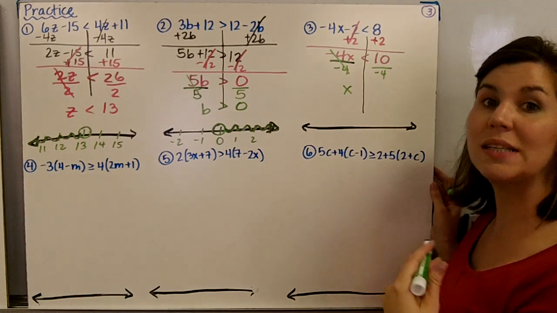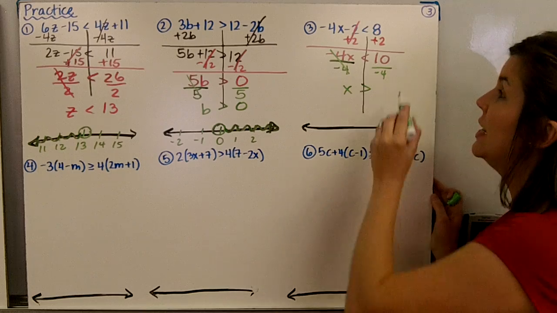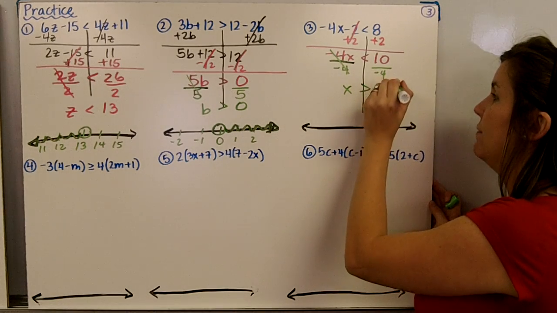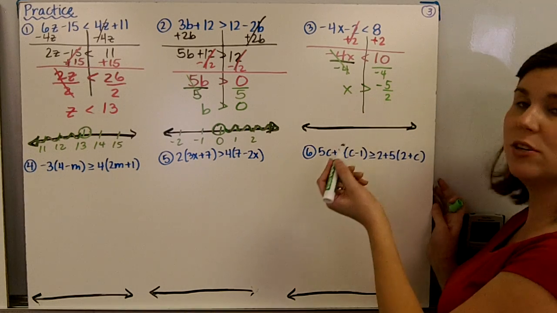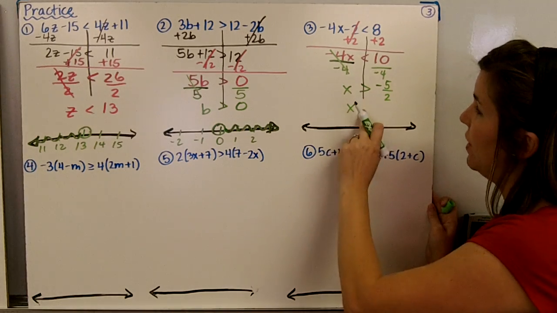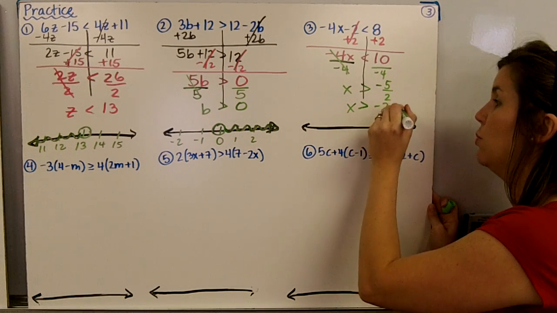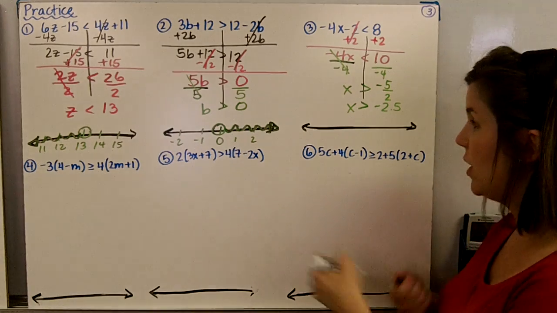Dividing by a negative means I have to flip the inequality, so now it becomes greater than. 10 divided by negative 4 can be reduced to negative 5 halves, negative 5 over 2. And if you change this to a decimal, it makes it a little bit easier to know where to graph it. So negative 5 divided by 2 is negative 2.5. So I know it's going to be between negative 2 and negative 3 on my number line.